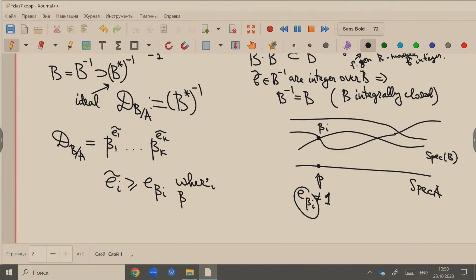where beta i runs through ideals of B that are ramified. So ramified means that they have non-trivial ramification index.